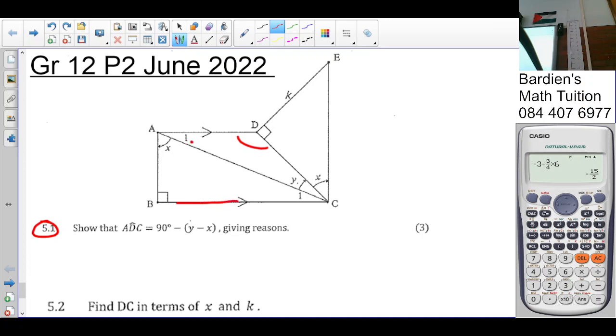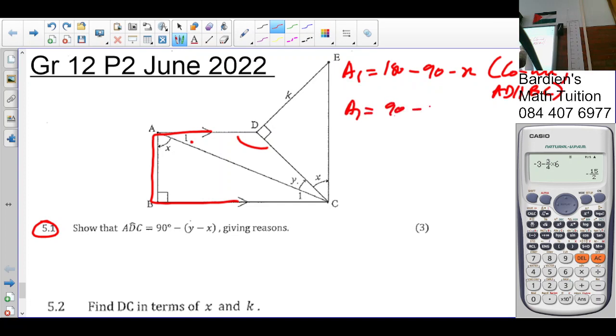So what I'm going to do is I'm going to go with co-interior angles. So angle A1 is equal to 180 minus 90 minus x. Why? That is co-interior angles. Don't forget to say that AD is parallel to BC. So A1 is equal to 90 minus x.